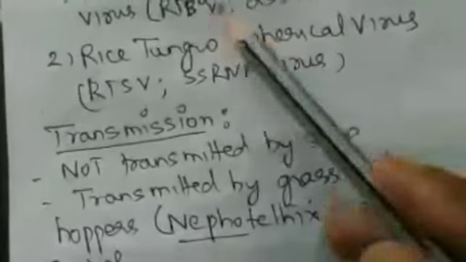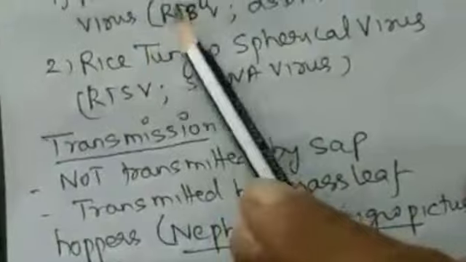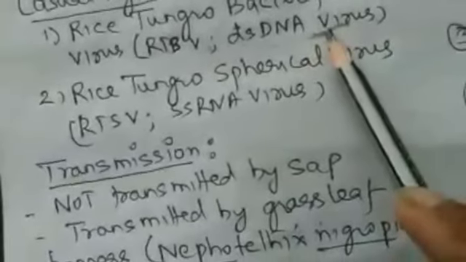The causal agents are rice tungro bacilliform virus, RTBV. It is a double-stranded DNA virus. We will get this question in UGC. And rice tungro spherical virus, RTSV. It is single-stranded. This we get as a question in the UGC. In both it will come. We have to note which is double-stranded and which is single-stranded.